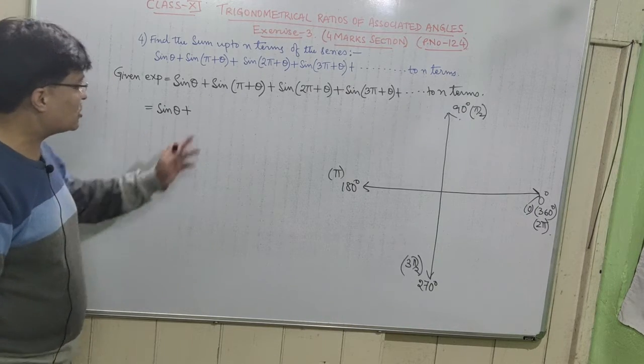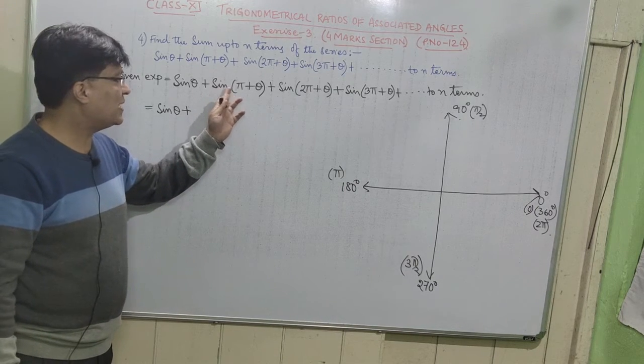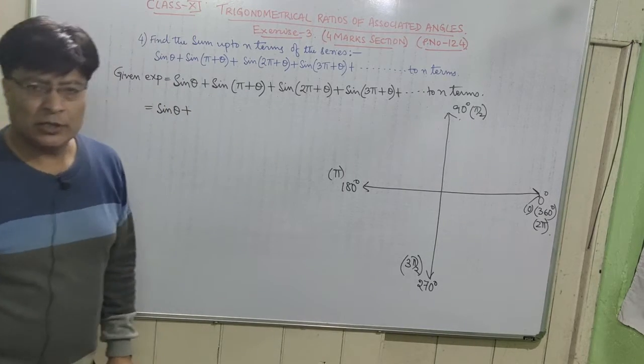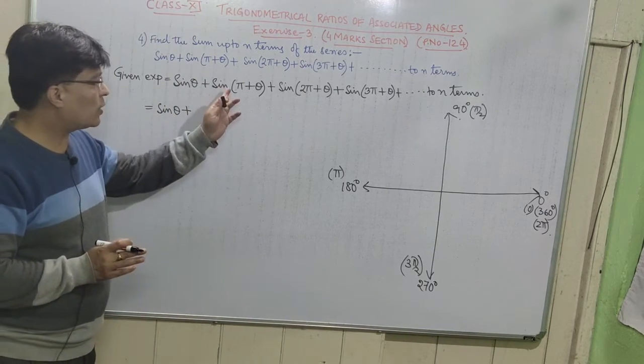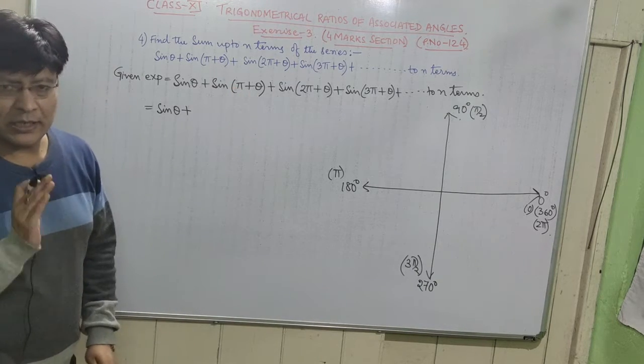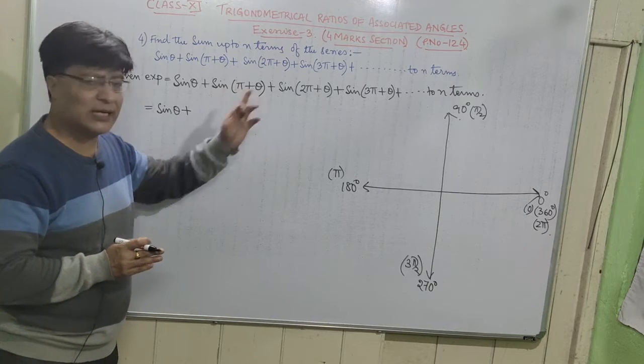Now let us write down the formula for sine of pi plus theta. First of all, in which quadrant does this angle, pi plus theta, lie?